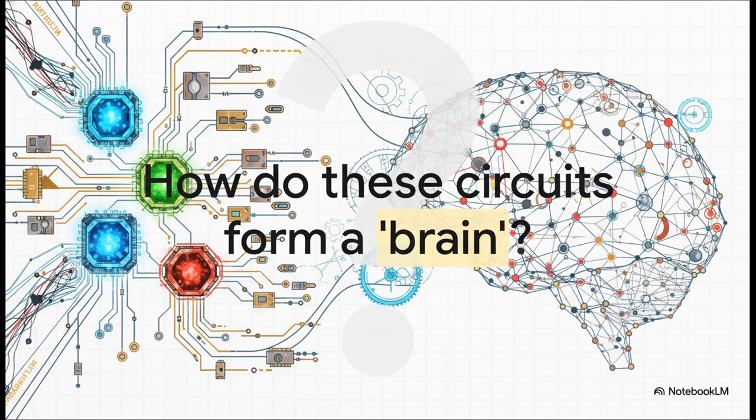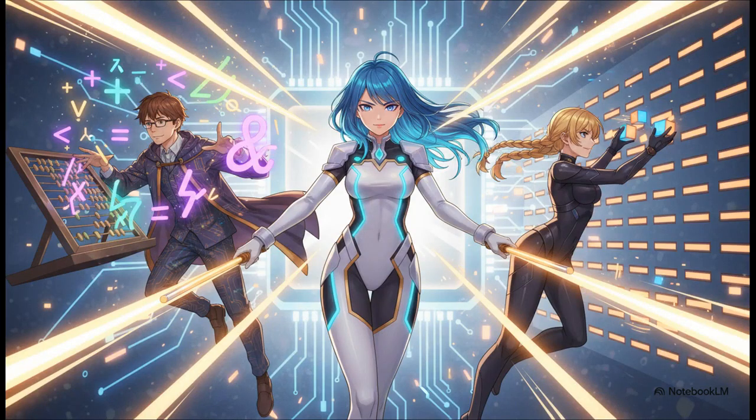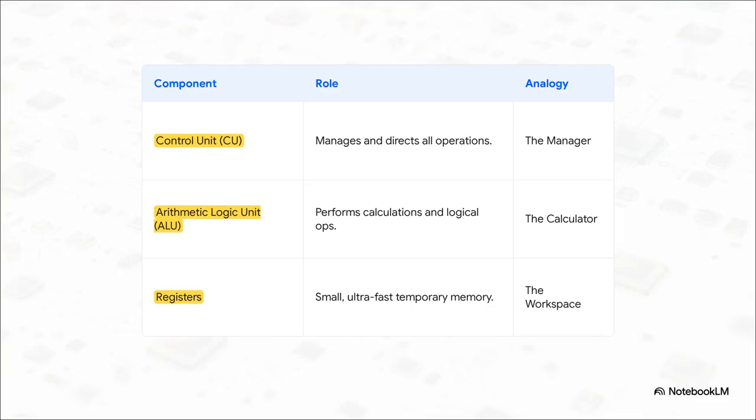Well, it really comes down to three main players working together in perfect lockstep, processing every single thing your computer does. And these three core components of any modern CPU are the control unit, the arithmetic logic unit, and the registers. So each one has a really specific job. The control unit, that's the manager, the boss. It's not doing the math itself, but it's fetching the instructions and telling everyone else what to do. It's directing all the traffic.